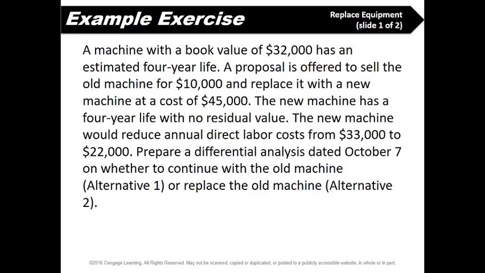Here we have the example exercise on replacing equipment. I'll give you a couple of minutes, a minute and a half here, to read this specific situation and the information so you're familiar when we pop over to the differential analysis.